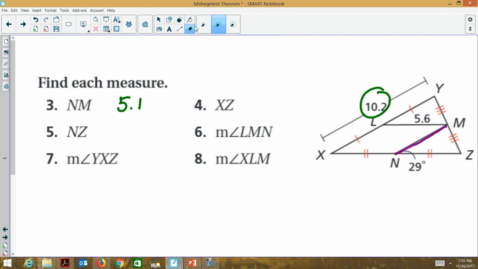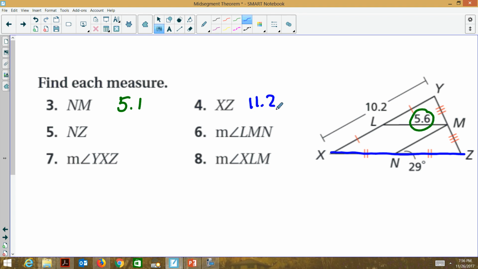The next problem wants us to find XZ. So XZ is the base of the triangle here. The information that we know that we can find is actually the mid-segment LM. Since the mid-segment is LM, we know that XZ should be double the amount of LM. Therefore, XZ is equal to 11.2.